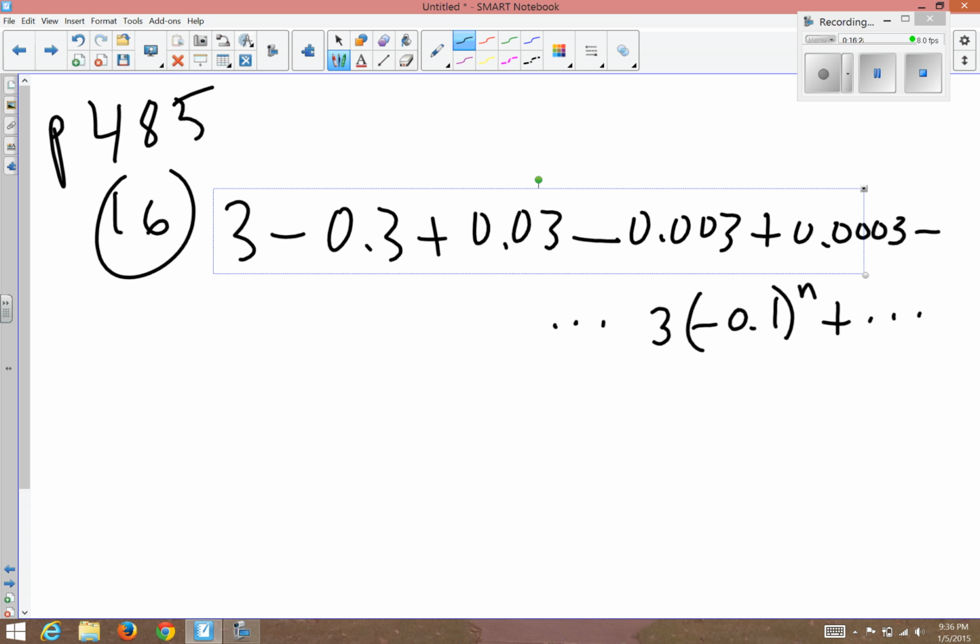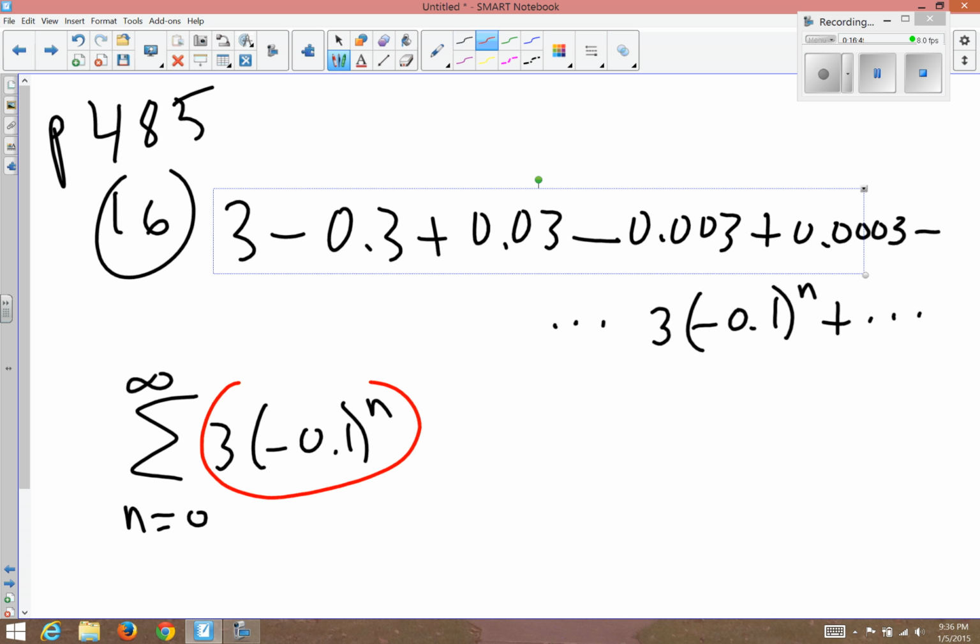This, which is, I'm just copying out of the book, could have been written like this: sigma 3 times negative 0.1 to the n, where the first n, which is the exponent, is 0. And the exponents go, the n goes from 0 to 1, 2, 3, and so on. Because when n is 0, all this becomes the first term. When n is 1, all of this becomes negative 0.3, and so on.